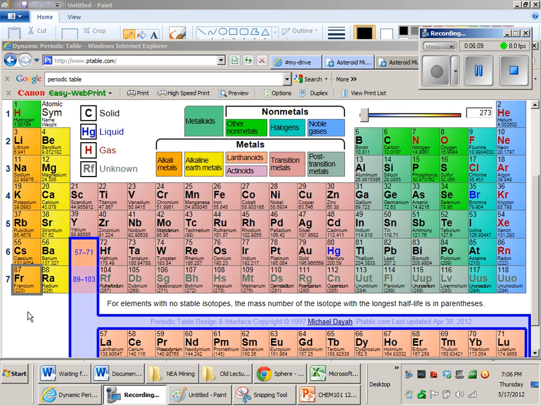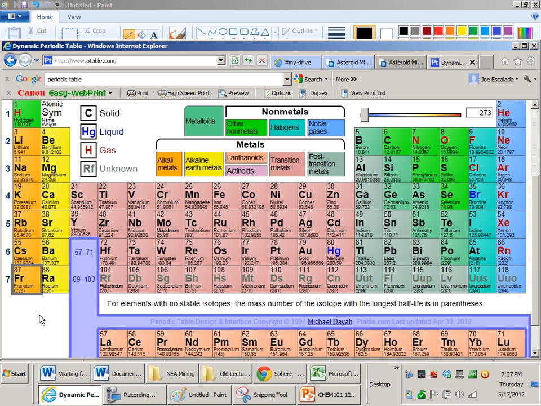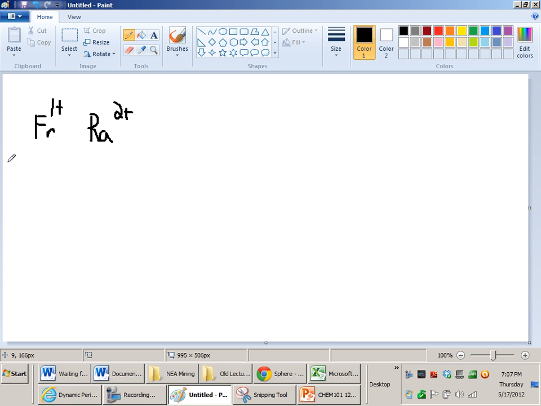Okay, let's consider two ions, radium 2 plus versus francium 1 plus, and let's ask which one's bigger. So we have radium and francium, +1 for the francium and +2 for the radium. I go to the periodic table and I see that neutral francium has 87 protons and 87 electrons. So 87 protons for francium. And since it's a +1 ion, it's going to have 86 electrons.